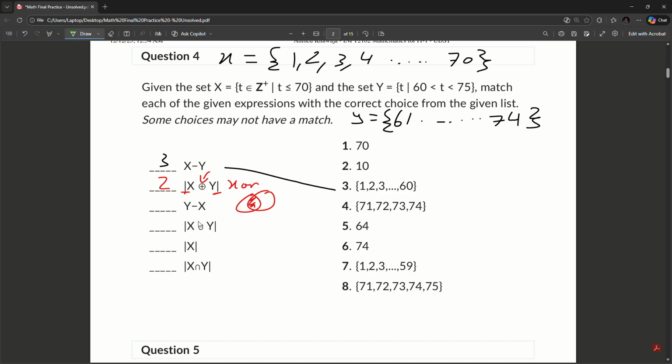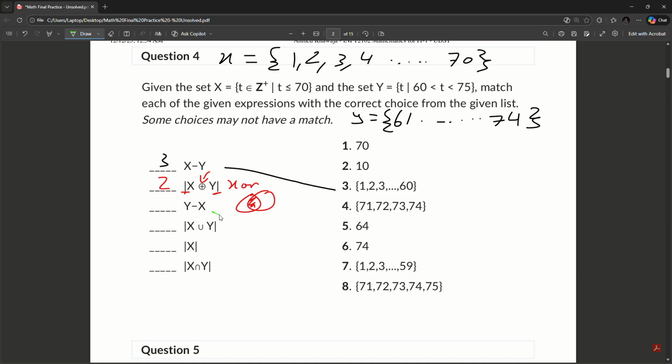Now, y minus x, right? That's basically the same as x minus y. You take set y and remove the common values that are also in x. So go into set y and then remove the values that are in set x as well. You remove the common values, and what you're left with is the remainder of y.